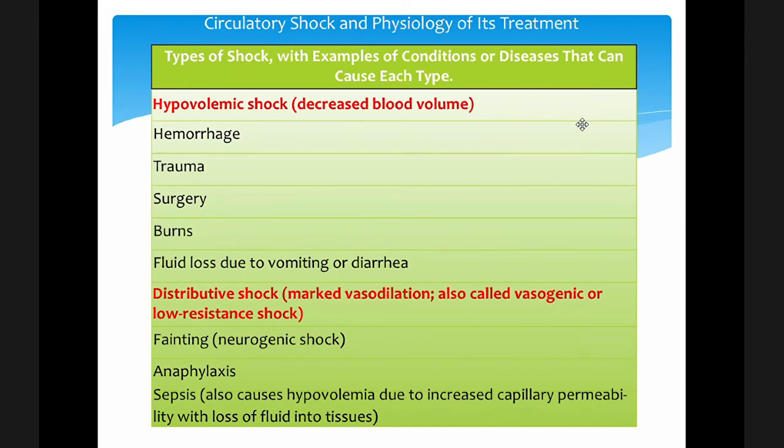Yung distributive shock, anaphylaxis is an example because sa anaphylaxis, di ba, there is release of histamine that causes peripheral vasodilatation, and yun, magkakaroon na ng shock. Sepsis, paulit-ulit to, the physiology is just peripheral vasodilation because of production of all toxins. So because of vasodilation, it will cause distributive shock. So fainting, yung neurogenic shock, is another cause of distributive shock.